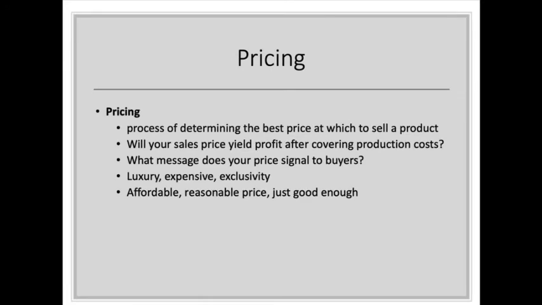The second P, pricing, the process of determining the best price at which to sell a product, and there's several things to consider. Will your sales price yield profit after covering production costs? Well, of course, that's the first thing, right? The last thing you want to be doing is losing money on every sale. So what is the bare minimum your sale price really can be to cover all your costs, including distribution costs?